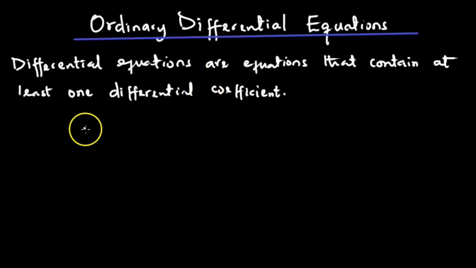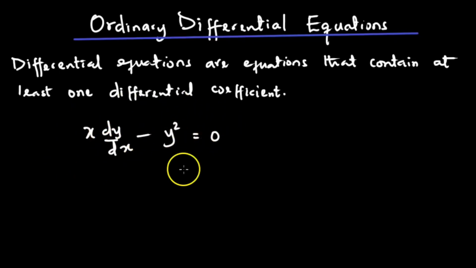For example, if we have this equation x dy/dx minus y squared equals 0, this is a differential equation. It contains the differential coefficient dy/dx. So as long as it contains at least one differential coefficient, it is considered a differential equation.